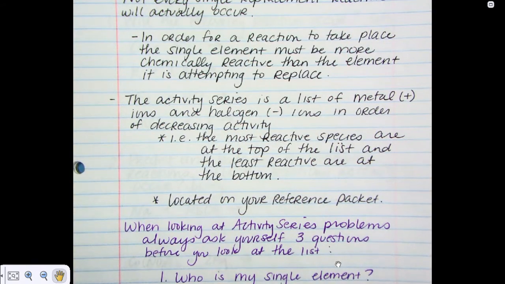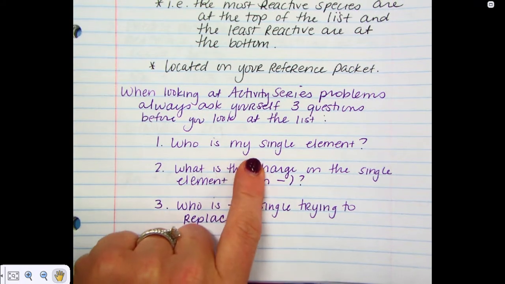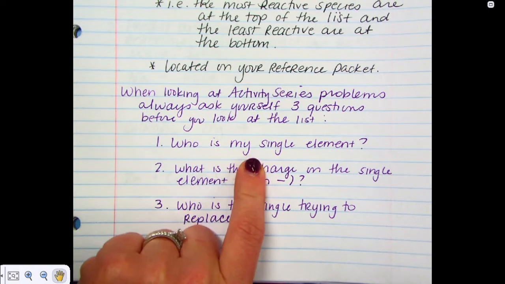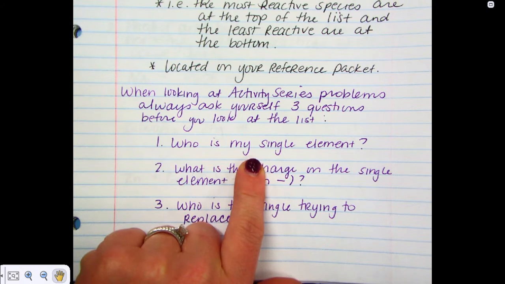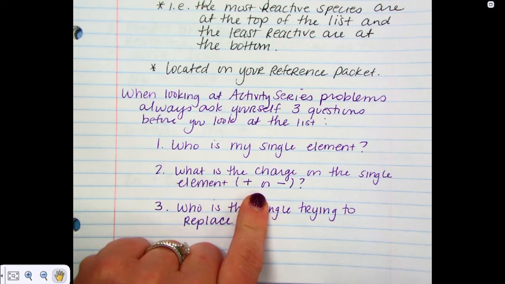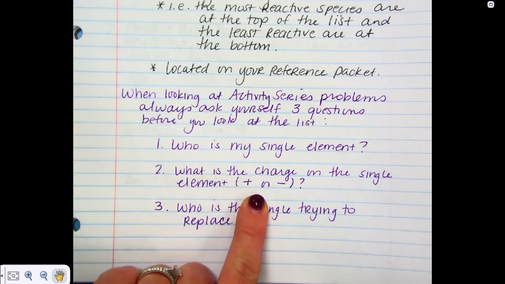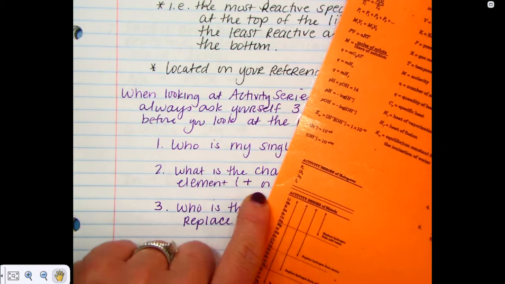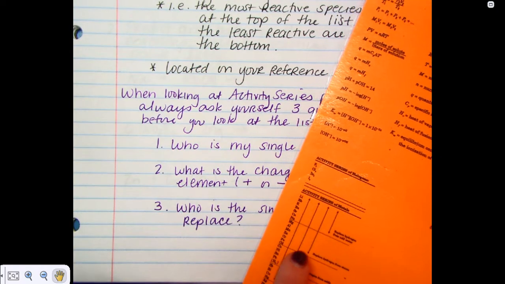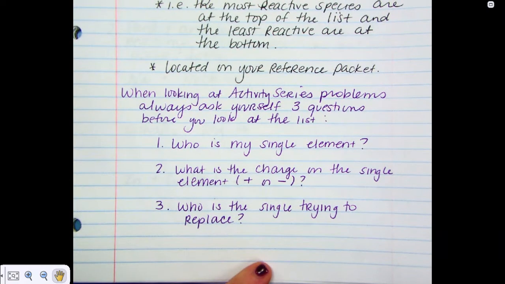So when you're looking at activity series problems, before you go to the list, you need to ask yourself three things. It'll make your life a lot easier. First, who is my single element? Identify the single element. Hint, it's the thing that's not paired with anything, the thing that's by itself. Then what is the charge on the single element? Is it a negative ion or a positive ion? Because that's going to determine which chart you look on. If it's a negative ion, you're looking up here. If it's a positive ion, you're looking down here. And then identify who it is trying to replace.